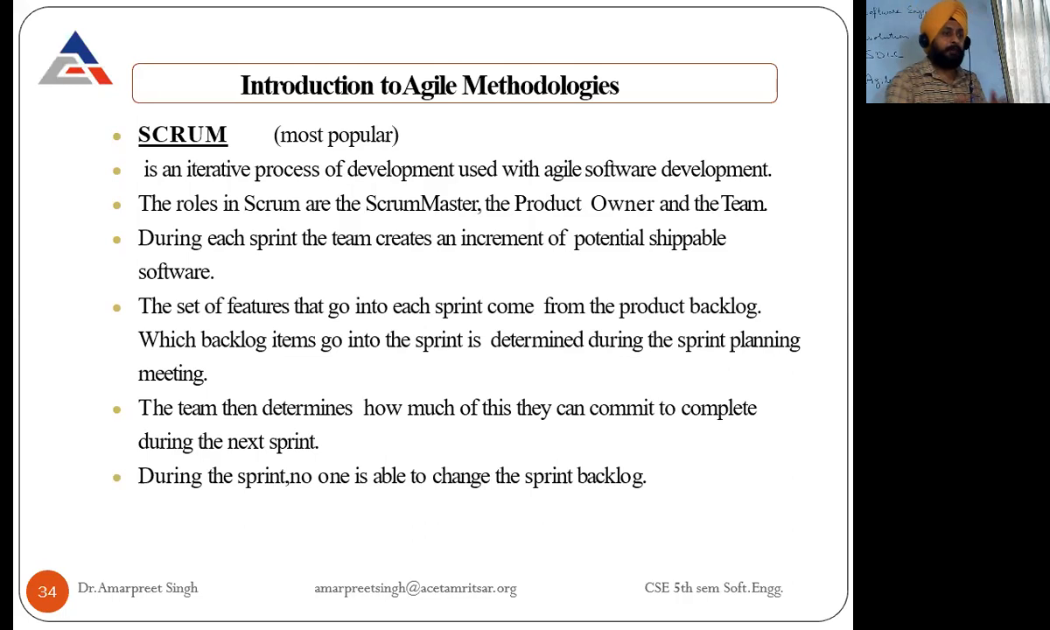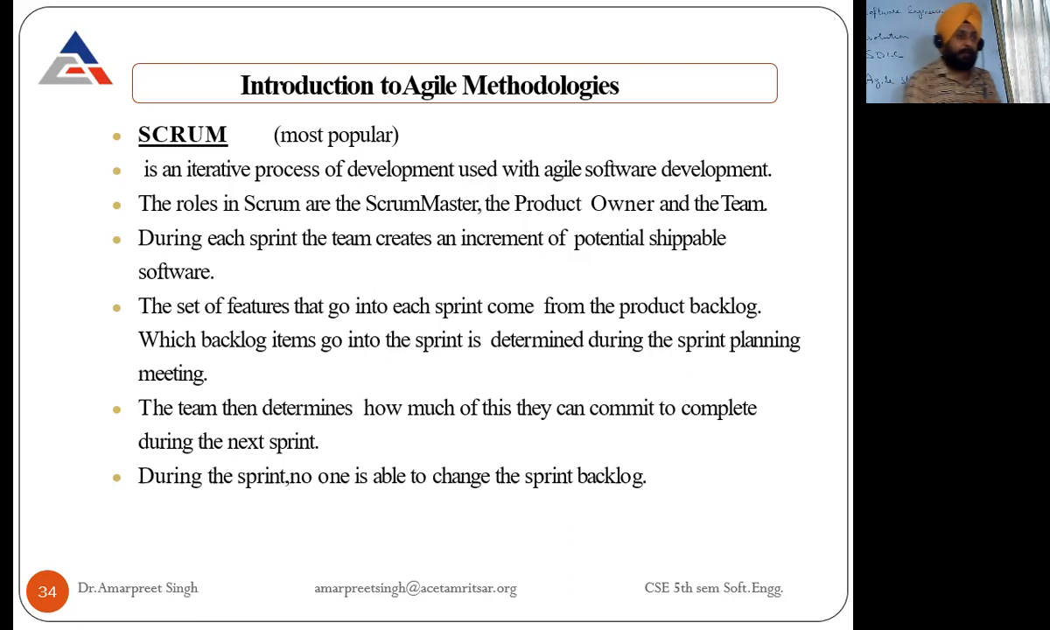So, introduction to the different types of agile methodologies. There are different methodologies. One by one I will cover. First, the most popular one is Scrum. So it is an iterative process again and again, which is in a loop. It is an iterative process of development used with agile software development, where the changes are incorporated in iterations. The roles in Scrum are Scrum Master, the product owner, and the team. Means what are the different roles of the different people who are involved in a team?